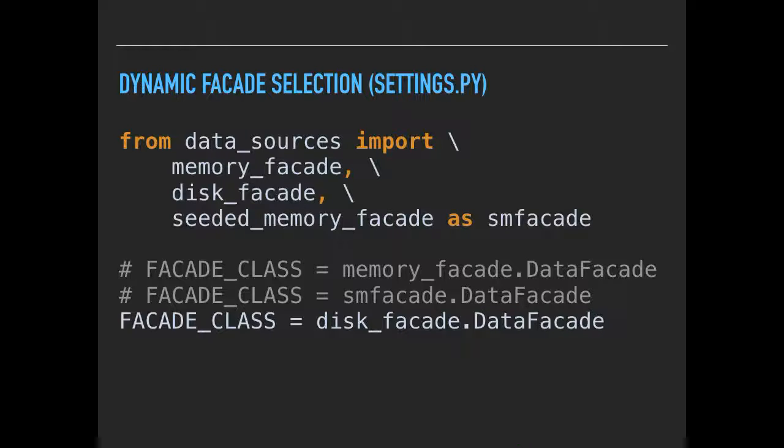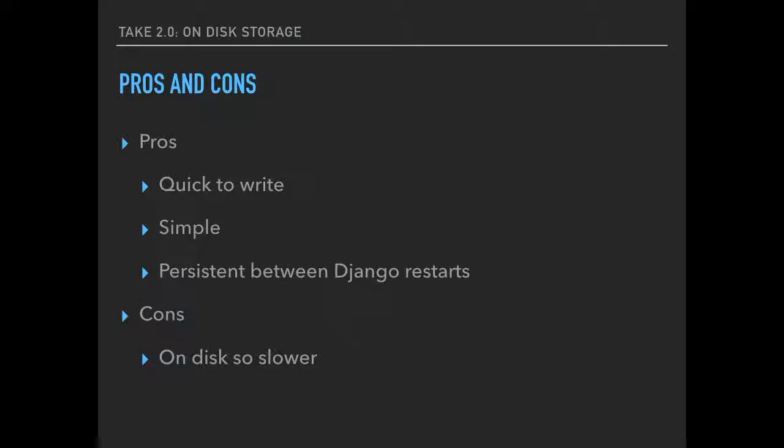You could use an environment variable to switch so that perhaps in your CI smoke test, you're just using a preseeded memory facade to get a clear, consistent look of some data. Maybe as you move through your delivery pipeline, you change to using a real data store. So this on-disk storage, again, was quick to write, simple, and it's persistent between Django restarts. The cons are that it's on the disk, so it's slower.